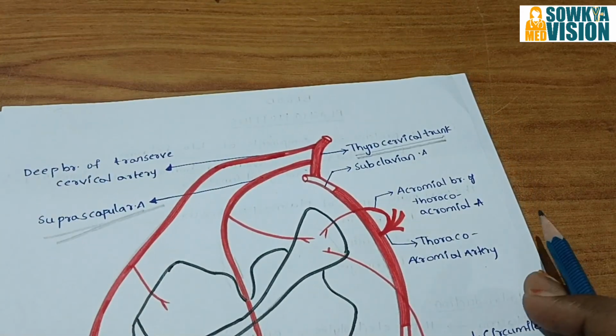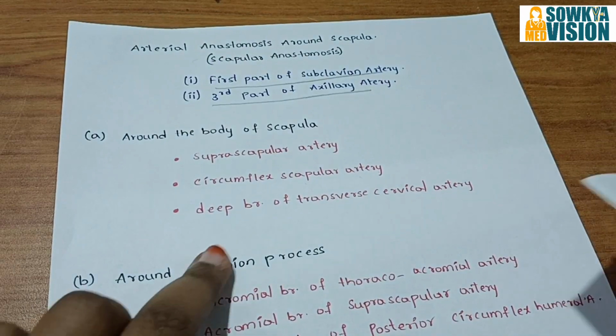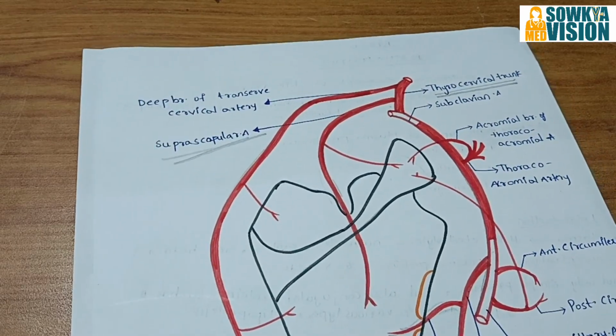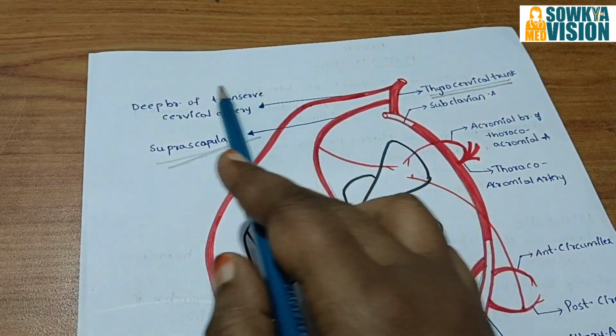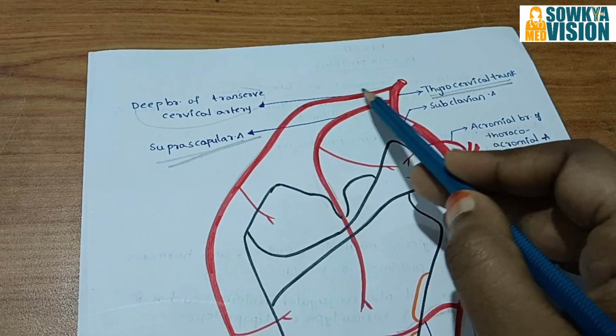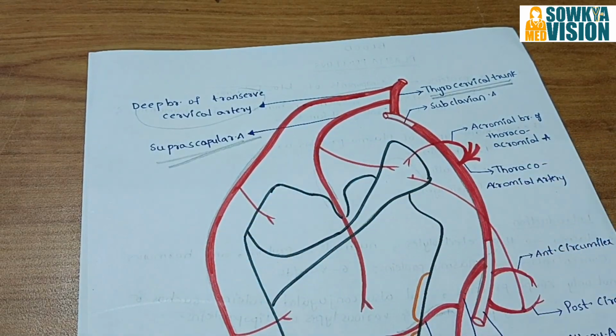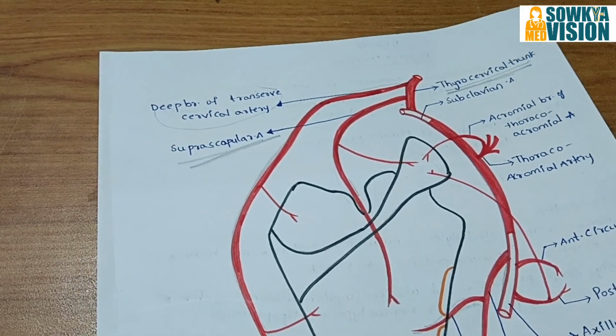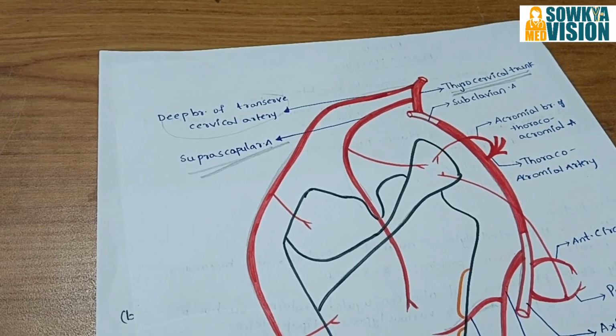And what is the other one? The deep branch of the transverse cervical artery, which is a branch of the thyrocervical trunk. So what are the three branches? The suprascapular artery, the deep branch of the transverse cervical artery, and the circumflex scapular artery. These three are anastomosed around the body of the scapula.